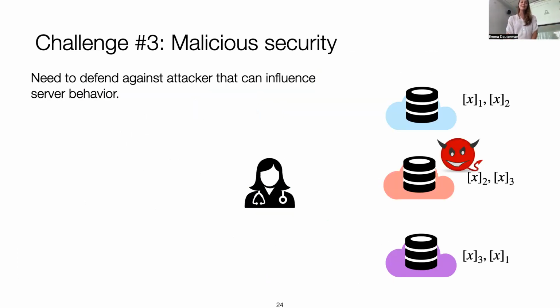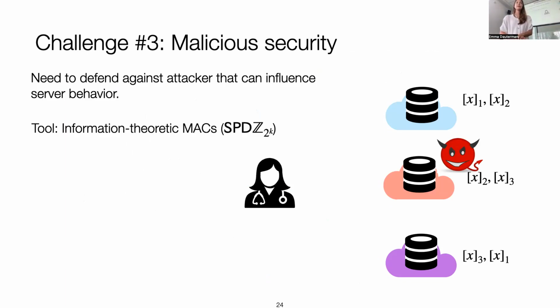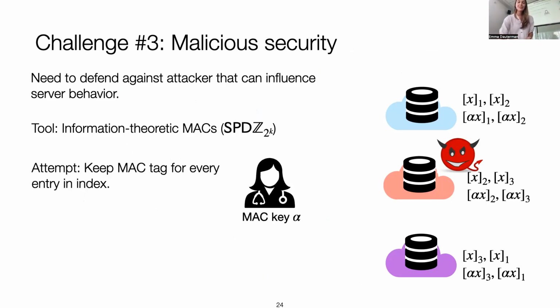Okay, so I want to move on to our third challenge now. So malicious security. So up to this point, we've only been considering a semi-honest adversary. So the adversary can just observe execution, but can't actually influence the server's behavior. We'd also like to defend against the stronger notion of malicious security. So one way to do this would be using information theoretic MACs or operating in rings, so techniques from SPDZ2k.